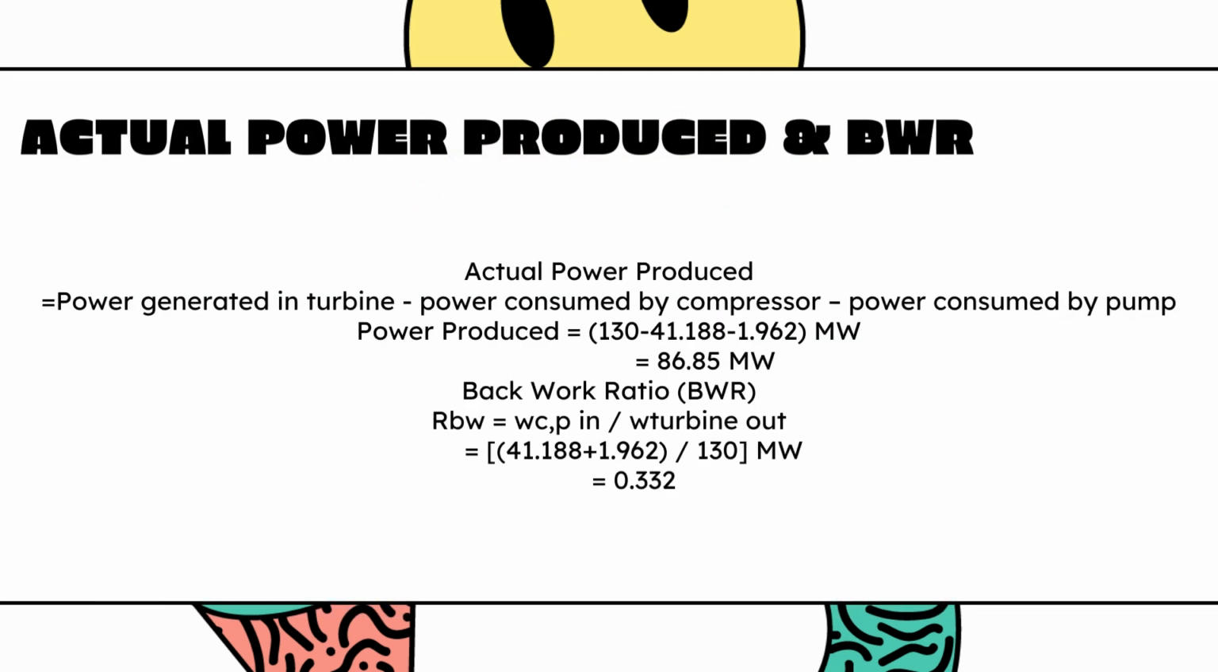Lastly, there is the actual power produced and the BWR, which is the back work ratio. So the actual power produced is obtained by subtracting the power consumed by the compressor and the power consumed by the pump from the power generated in the turbine. So therefore we get 86.85 megawatts of power. The back work ratio, which is alternatively the WCP, the work consumed by the pump and the compressor over the work generated by the turbine, and we get a total amount of 0.332 ratio.